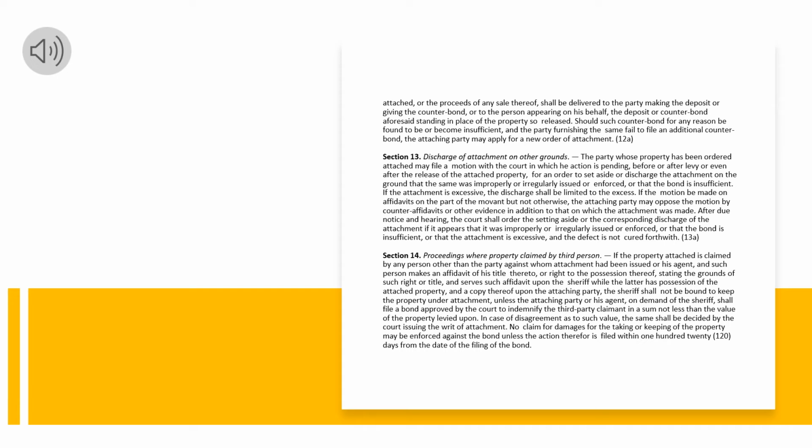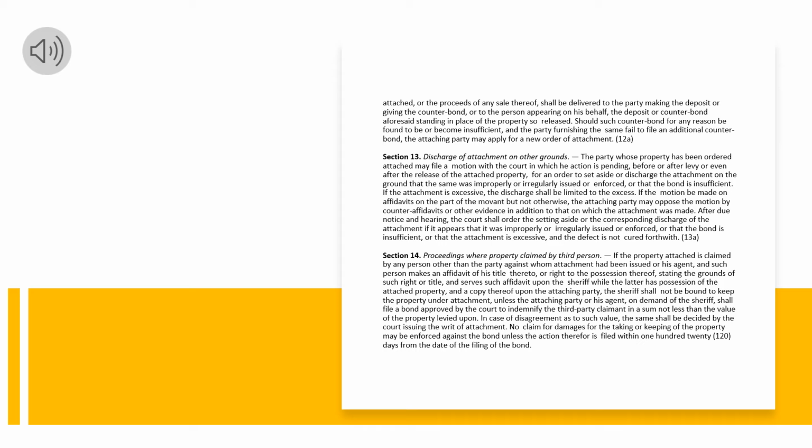If the motion be made on affidavits on the part of the movant but not otherwise, the attaching party may oppose the motion by counter-affidavits or other evidence in addition to that on which the attachment was made. After due notice and hearing, the court shall order the setting aside or the corresponding discharge of the attachment if it appears that it was improperly or irregularly issued or enforced, or that the bond is insufficient, or that the attachment is excessive, and the defect is not cured forthwith.